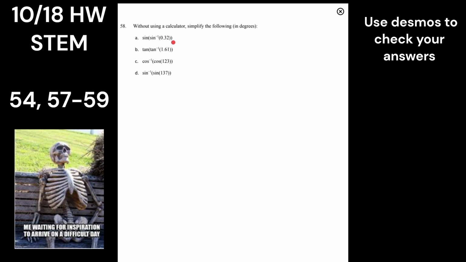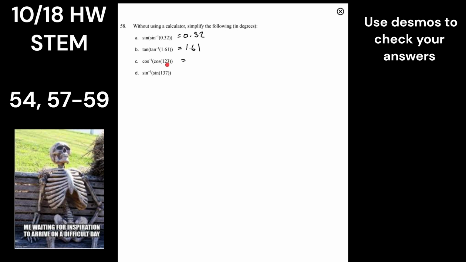Sine of inverse sine of 0.32. These are degrees. If that's 0.32, the ratio, the inverse sine of that should be in the first quadrant. So the sine of that should equal 0.32. Inverse sine of 1.61. That's definitely in the first quadrant. So the tangent of that should be the same.